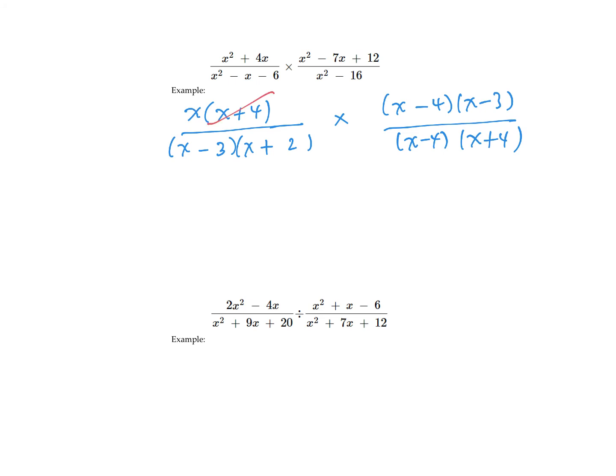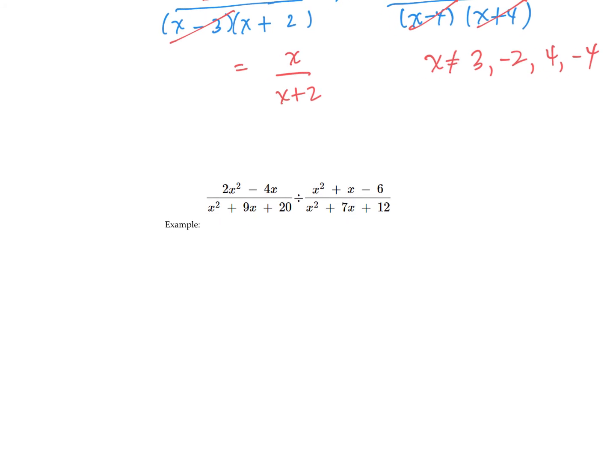So I see an x plus 4 on the top, 1 on the bottom. I see an x minus 3 on the top, 1 on the bottom. I see an x minus 4 on the top and the bottom. So we are left with x on the top, x plus 2 on the bottom, and then my restrictions would be 3, negative 2, 4, and negative 4.